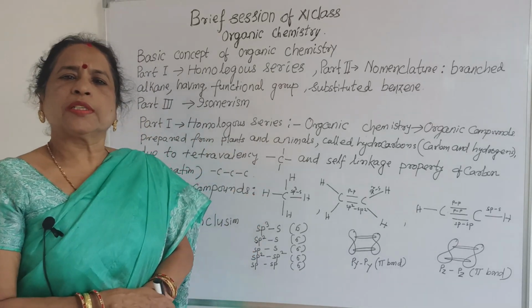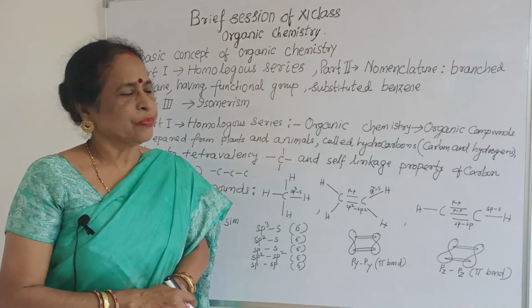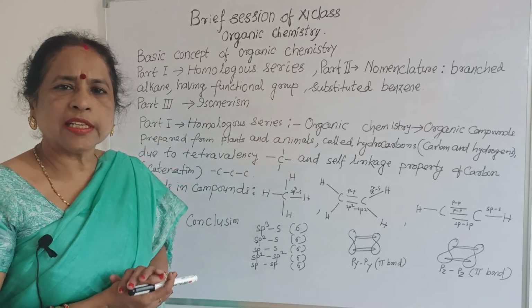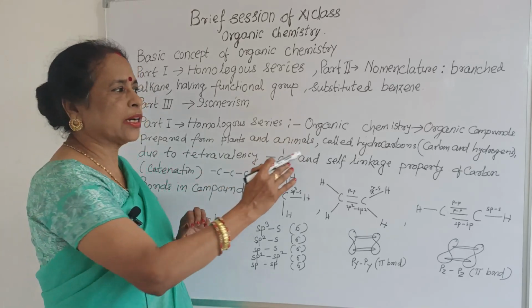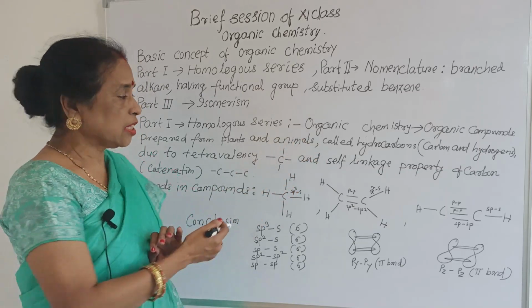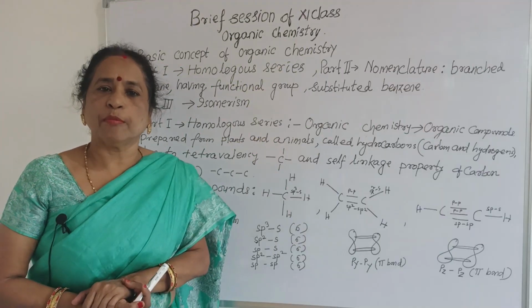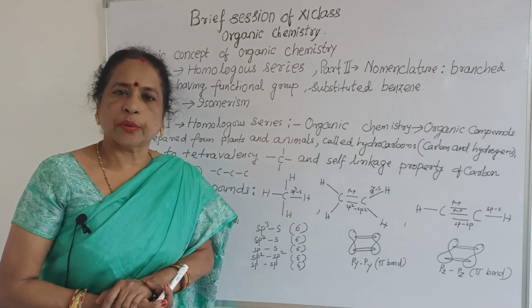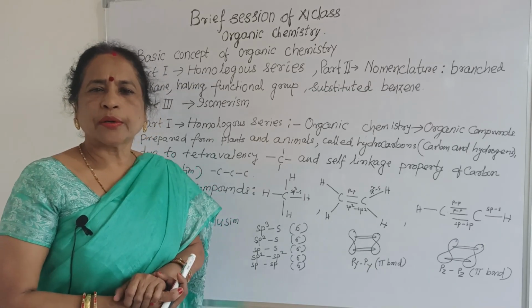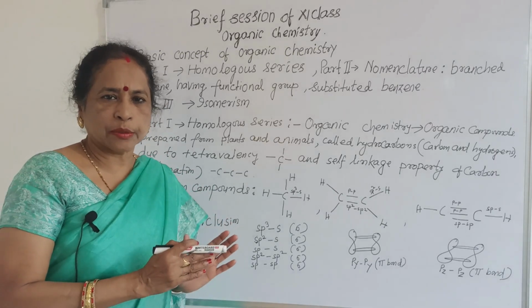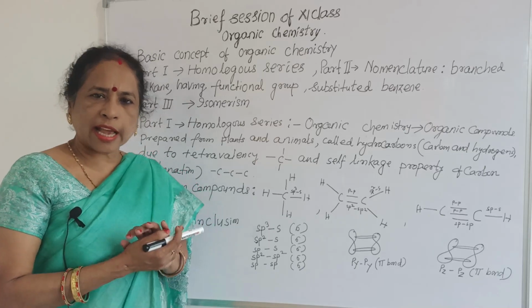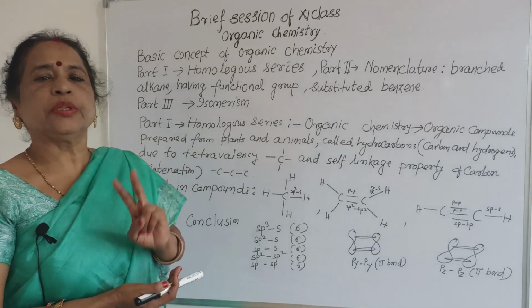Before coming to homologous series, first we will see what is organic chemistry. Organic chemistry is totally related to organic compounds which are prepared from plants and animals, but nowadays it is known as hydrocarbons. What is a hydrocarbon? It means hydrogen and carbons. Hydrocarbons exist due to only two reasons.